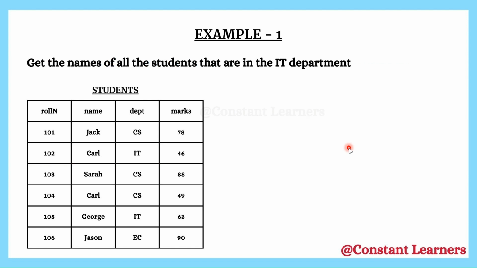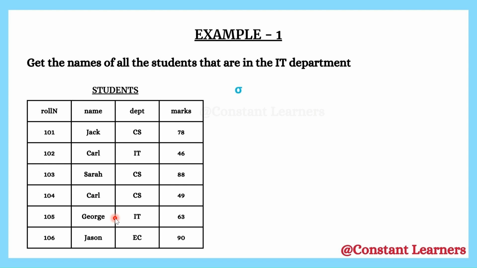Let's see some more examples. Get the names of all the students that are in the IT department. Now, this is the same table. We have roll number, name, department, and marks. We need the students who are in the IT department. Here, there are two students, IT. One is Carl and the other one is George. Let's write the query first. We start with sigma.